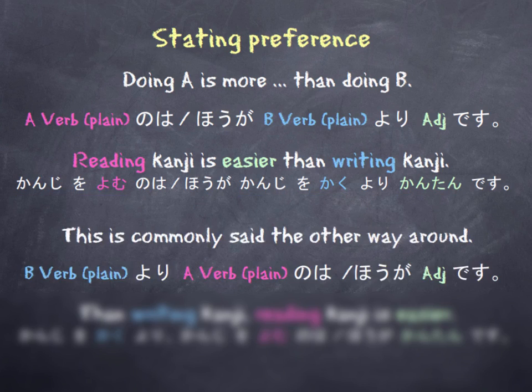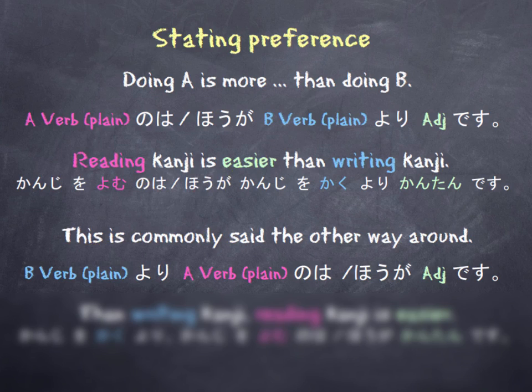In our second example, we have simply switched the two activities around. So we have the second activity first, with the verb still in its plain form, followed by yori, and then the first activity with the verb still in its plain form, followed by either no wa or hoga. Then we finish with our adjective and desu.